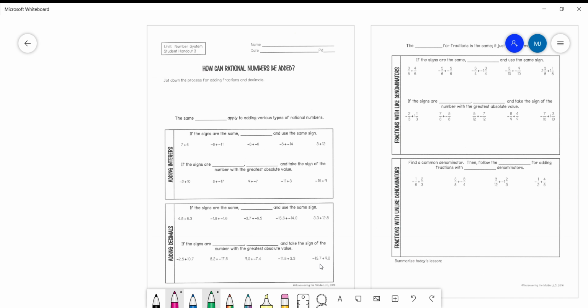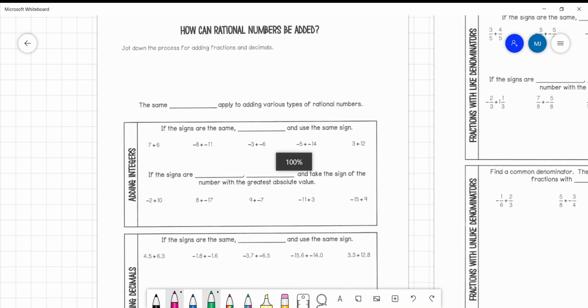Okay, we're looking at the number system still. We are looking at handout 3. How can rational numbers be added? Remember that rational numbers are fractions or decimals. So we're going to jot down the process for adding fractions and decimals.